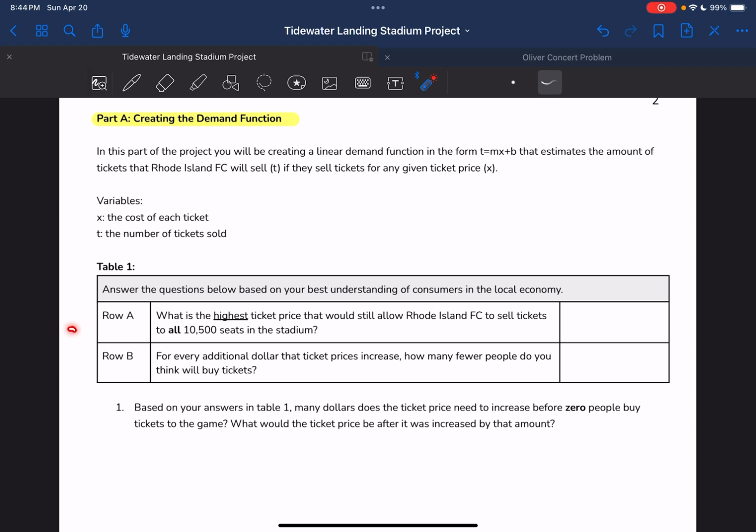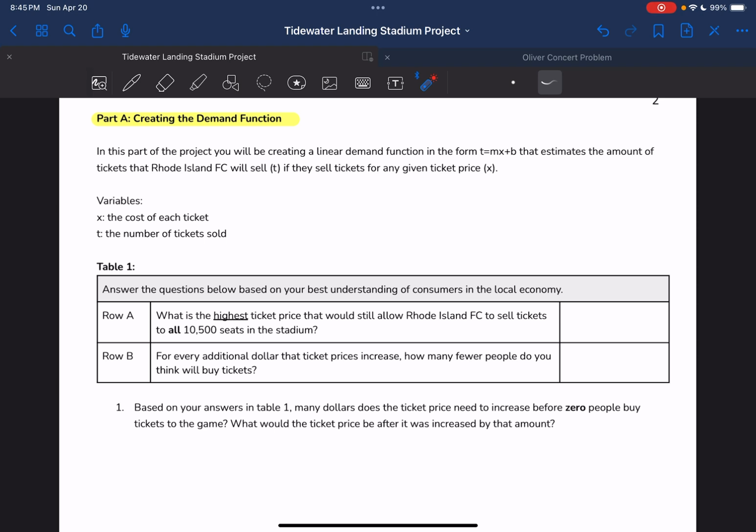The first thing I want you to think about is, look at row A and think, what is the highest ticket price that would still allow Rhode Island FC to sell tickets to all 10,500 seats in the stadium? So Tidewater Landing Stadium has this many seats, 10,500. And let's say Rhode Island FC wanted to sell out, wanted to sell every single one of them. They want to make as much money as possible. So what do you think is the highest price that they could charge and still have enough people interested to fill the stadium, to sell out all of the seats?